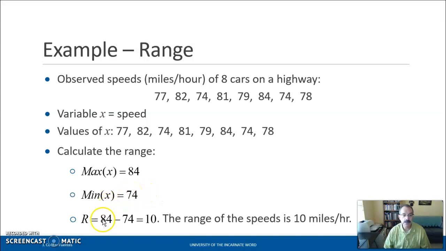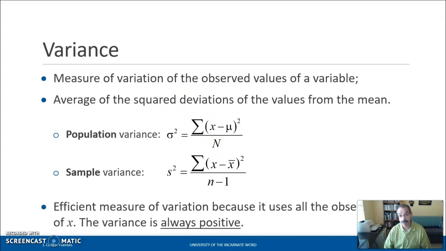So the range is the difference between the largest and the smallest value, which in this case is 10. So the range of the speeds is 10 miles per hour. Or you could say that the spread of the data of these 8 measurements of speed goes from 74 to 84, which is 10 miles per hour. So again, very simple, and it is used because it's easy to calculate.